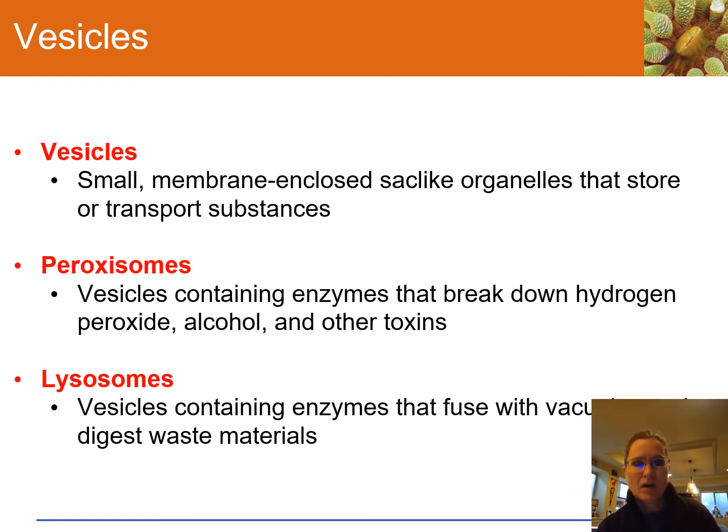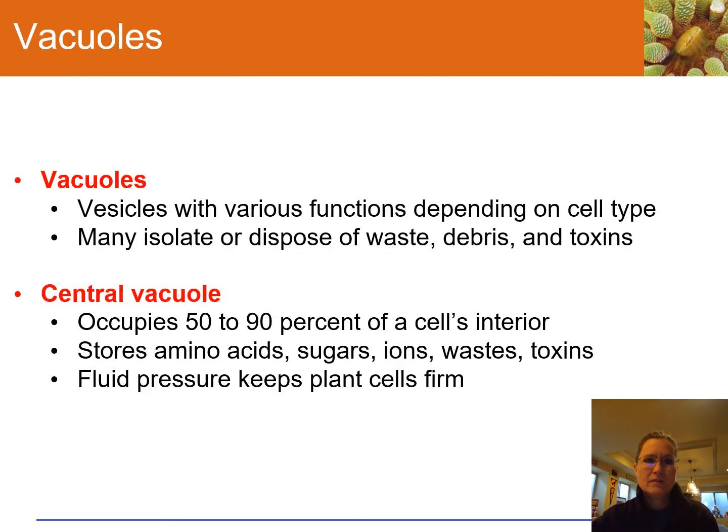And so peroxisomes are ones that break down hydrogen peroxide and other things. Our body makes a lot of toxic things as a byproduct, and so we have to be able to get rid of that. And peroxisomes is one of the things that helps take care of that. And then lysosomes is sort of the digestive vesicle.